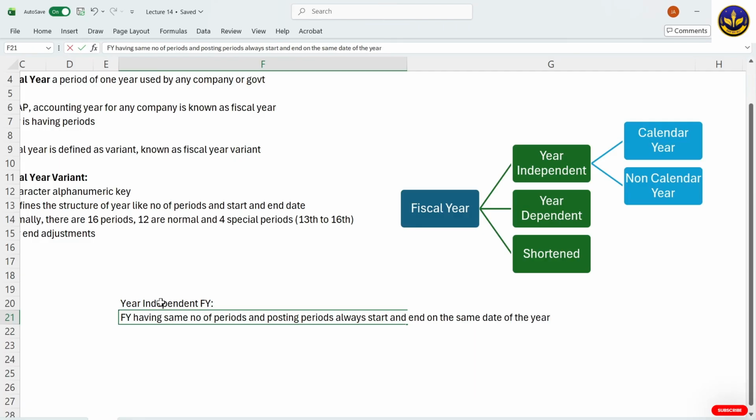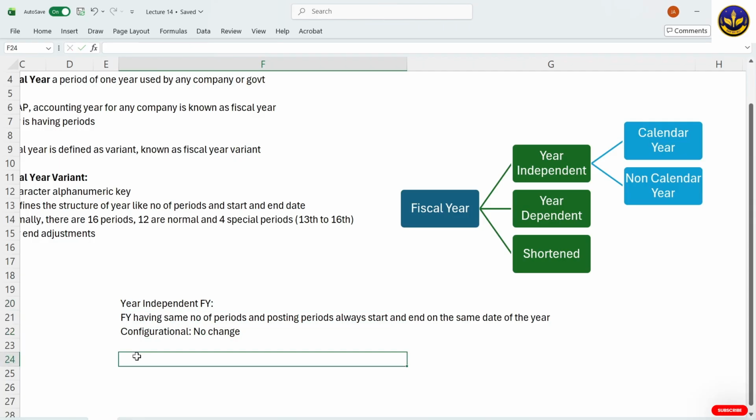So what does it mean? For example, once you define any year, it would be the same across multiple years. So from the configurational point of view, it remains unchanged. There is no change from the configurational point, and it remains uniform.